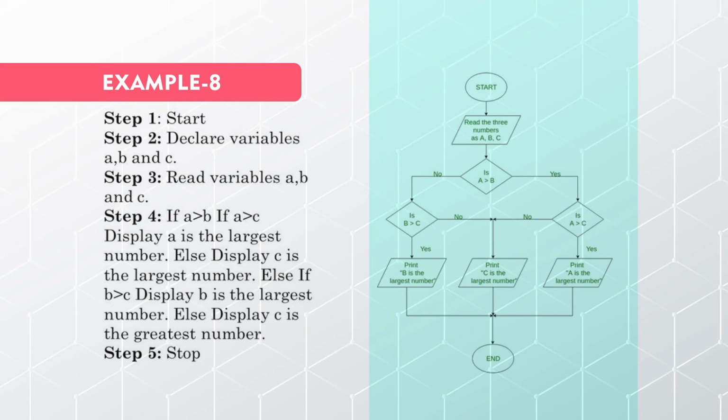Now A is greater than B, yes, and A is greater than C, no, that means C is greater than A. A is greater than B, no, and B is greater than C, no, that means automatically C becomes the largest. So from this flow chart, the complicacy of step 4 is easily resolved.